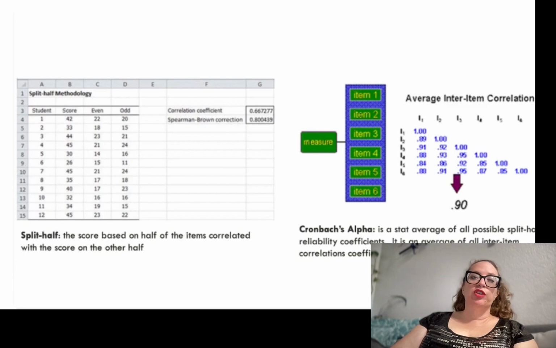So remember that correlation is imperfect. We can't imply cause and effect, but we can get a general idea here of the strength of relationships between the types of questions that we're asking in a given measure.